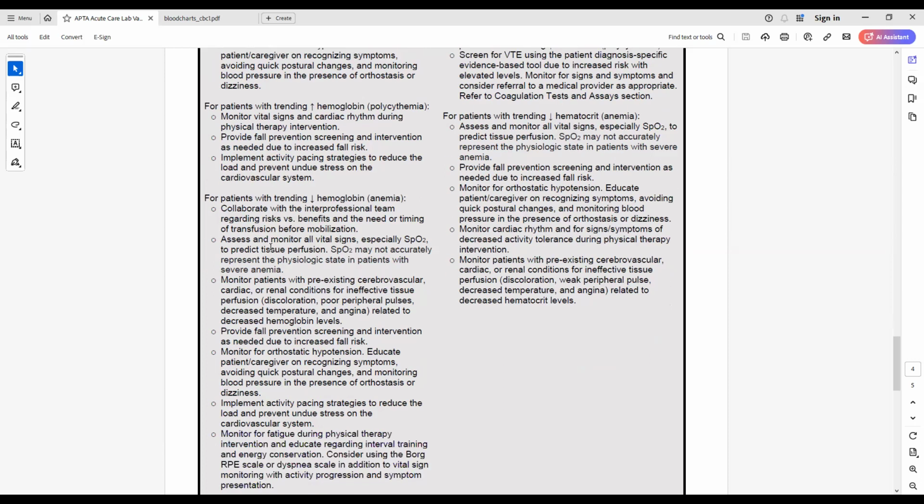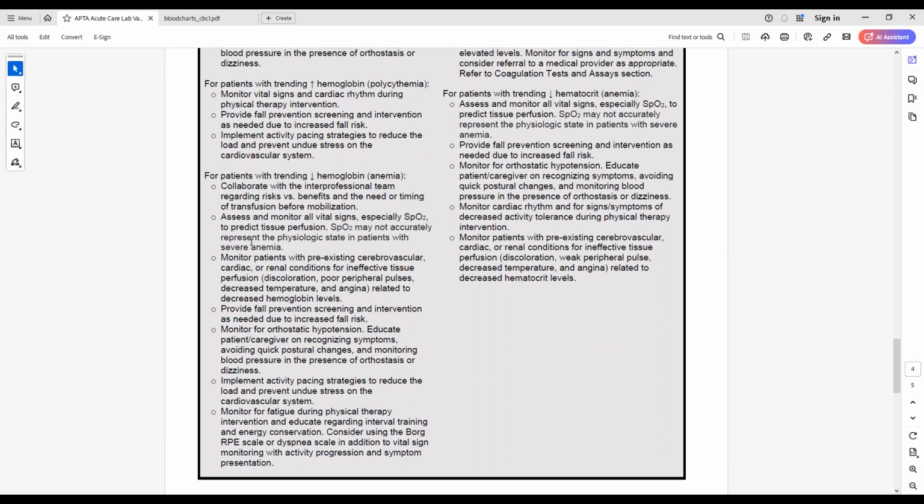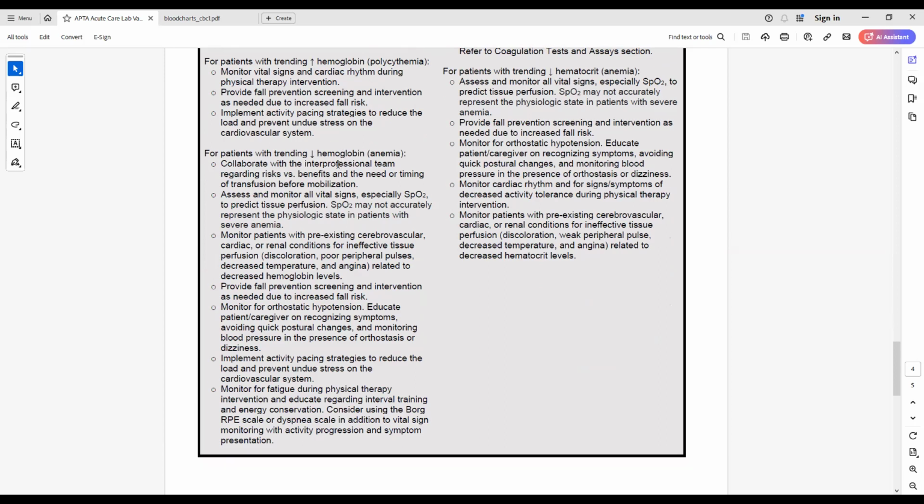Okay. For patients with trending reduction in hemoglobin, or anemia, because hemoglobin, as I said, is responsible for carrying oxygen, collaborate with the interprofessional team regarding risk versus benefit and the need for timing of blood transfusion before mobilization. Assess and monitor all vital signs, especially oxygen saturation, to predict tissue perfusion. Oxygen saturation may not accurately represent the physiologic state in patients with severe anemia.